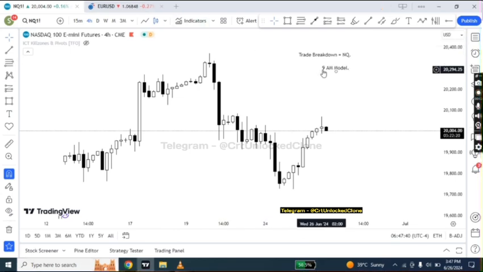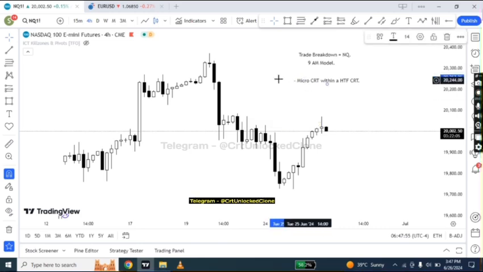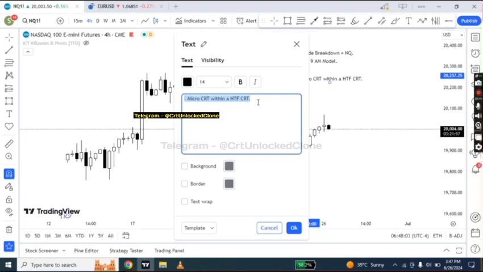Now, the key things around this breakdown are a micro CRT within a macro CRT on the higher time frame, meaning there's going to be a smaller CRT within a larger CRT on a higher time frame, right? The way you could use it to your advantage is by aligning yourself on the micro CRT on the lower time frame towards the larger higher time frame CRT's draw on liquidity or target, right?